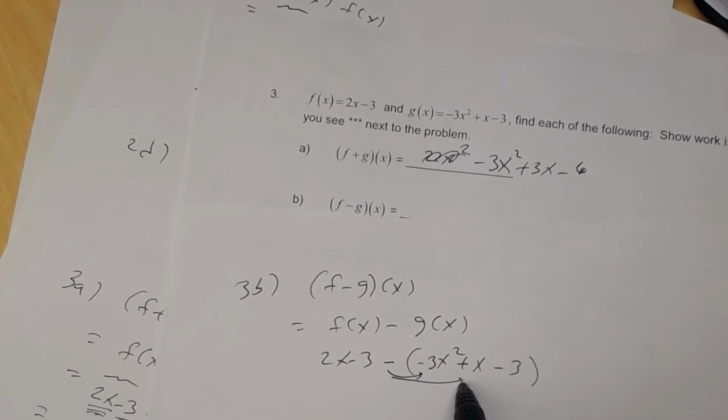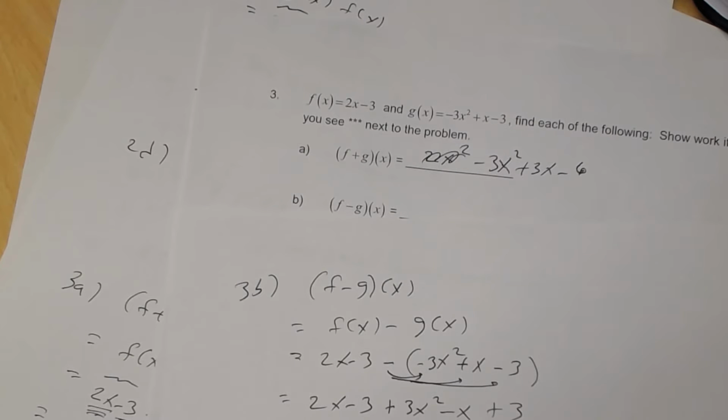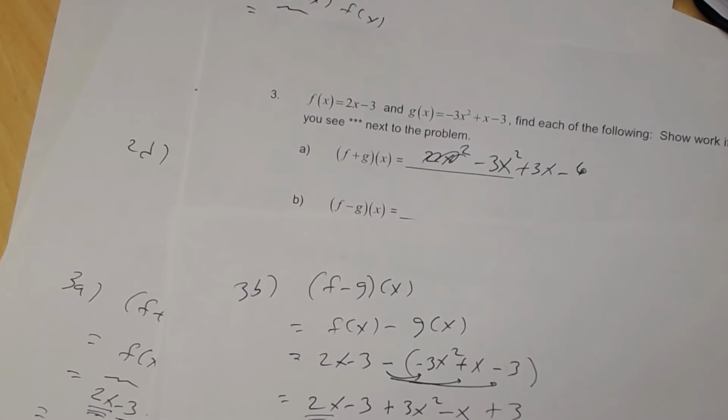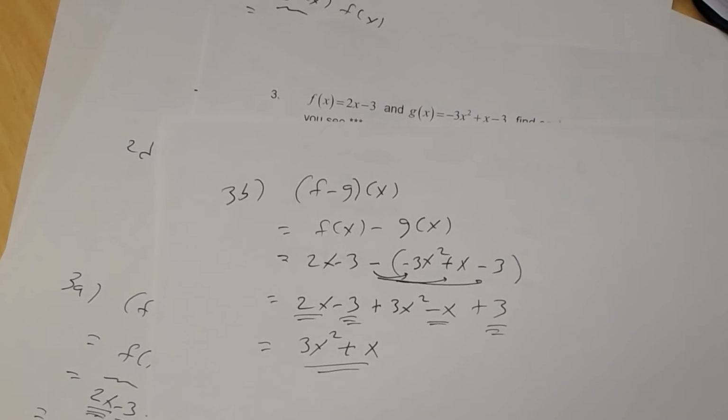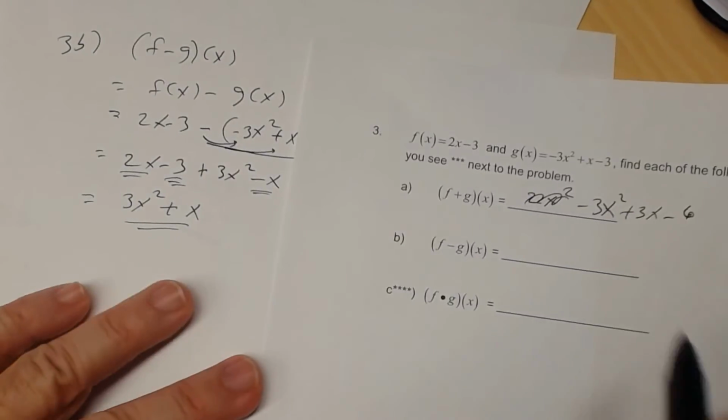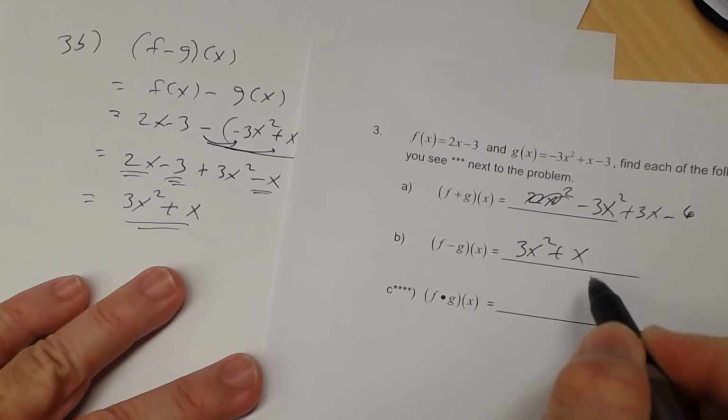Now you can get rid of the parentheses, so you can distribute, and so you're going to get 2x minus 3. A negative 1 times a negative 3x squared is a positive 3x squared. A negative 1 times a positive x is a negative x. And then a negative 1 times a negative 3 is a positive 3. Combine like terms, and let's put in descending order. I get 3x squared. 2x and a negative x is a positive x. A negative 3 and a positive 3 is 0. So all you're left with is 3x squared plus x. So for 3b, you're going to put 3x squared plus x.